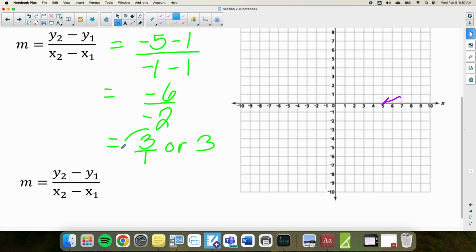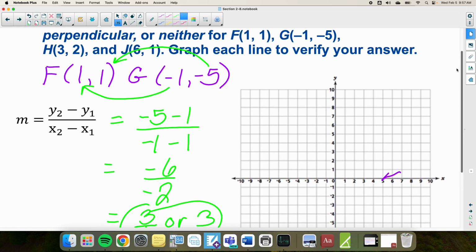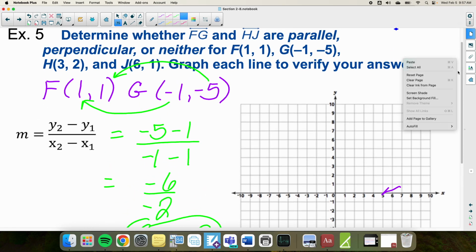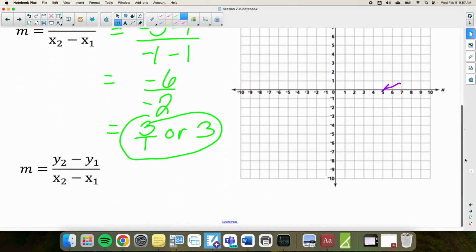Okay? Then if we go to our next 2 points, one of them is 3, 2, and 6, 1.